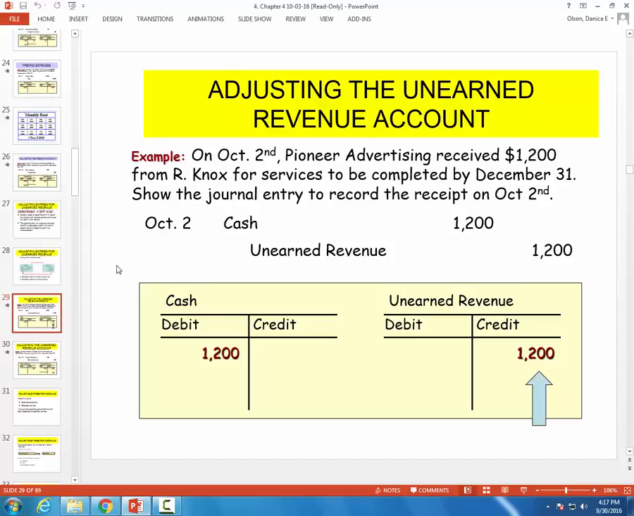Unearned revenue is a liability account. It's a liability because if the company does not perform the service, then the company needs to give the money back. To increase a liability account, we credit the unearned revenue.